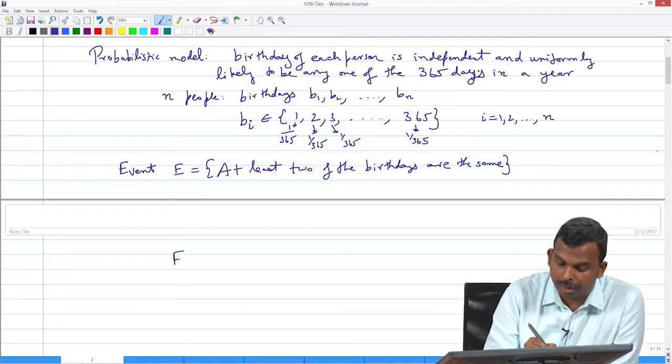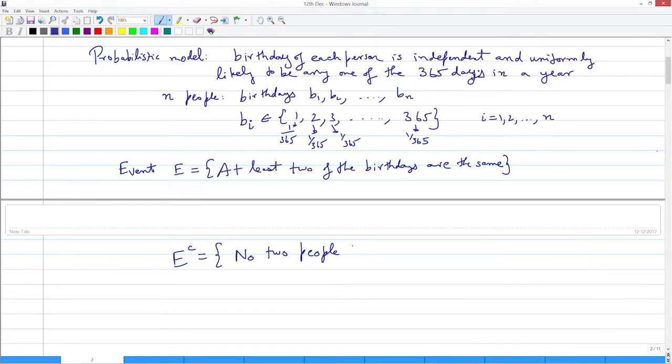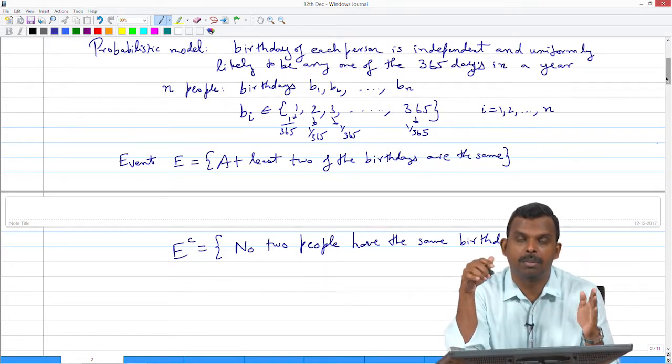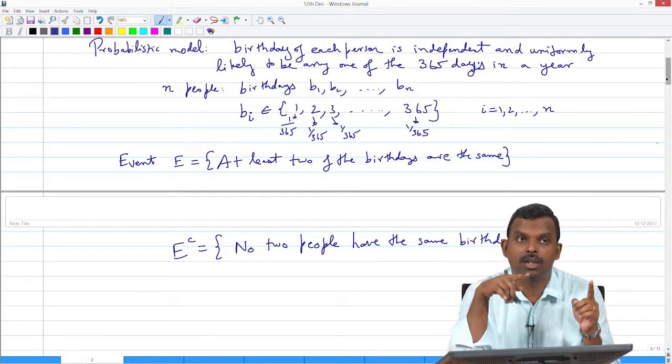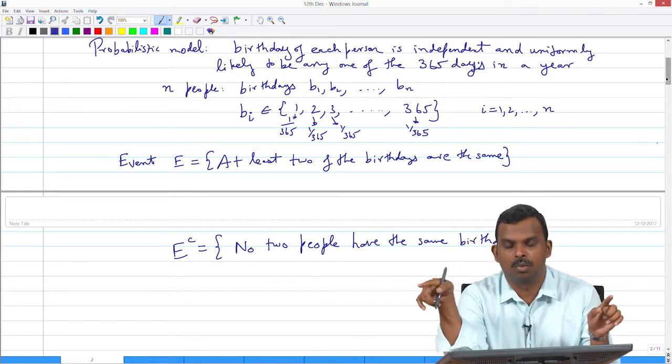In this case also that is true. Let us look at E complement. What is E complement? No 2 people have the same birthday. So, this is what I am going to look at. No 2 people have the same birthday. Each birthday is independent and uniformly likely to be any one of the 365. That is my model, and I want to find the probability that no 2 of them have the same birthday. They should all have different birthdays.